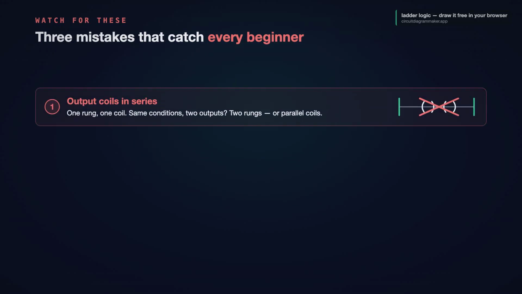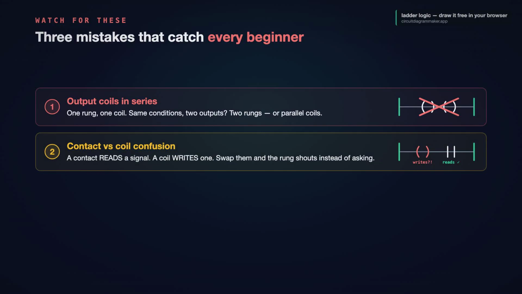Now the 3 mistakes that catch almost every beginner. Mistake 1: 2 coils in series on 1 rung. It looks logical, and it is wrong. 1 rung, 1 coil. If 2 outputs need the same conditions, draw 2 rungs or stack the coils in parallel branches.